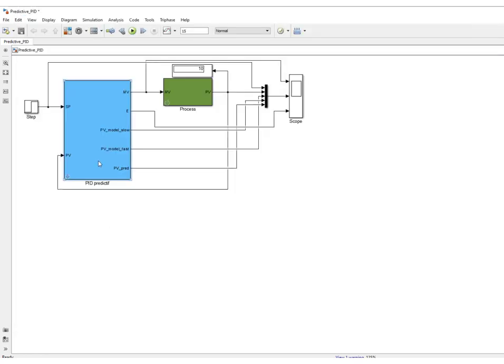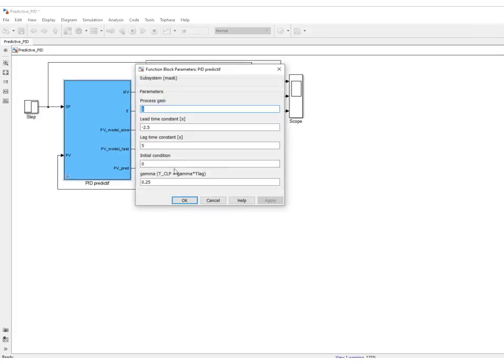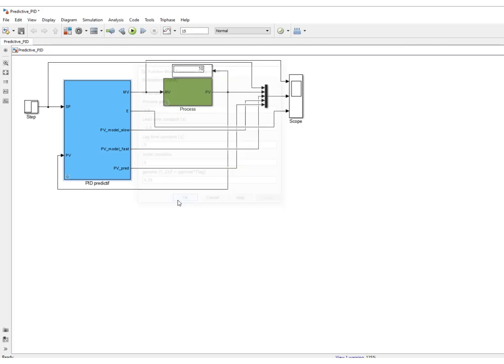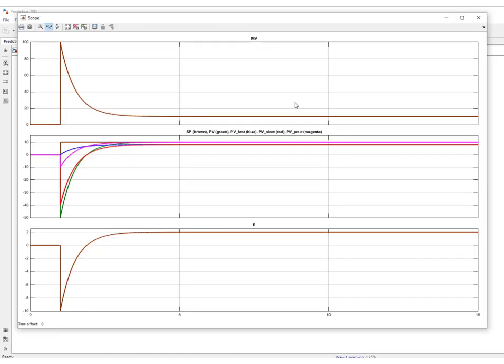Well, let us look at the situation where the model is not exact, and what we'll do is change the gain and do as if we think that the gain is 0.8, whereas the actual process gain is 1, and we can then run the system. This is what you obtain.